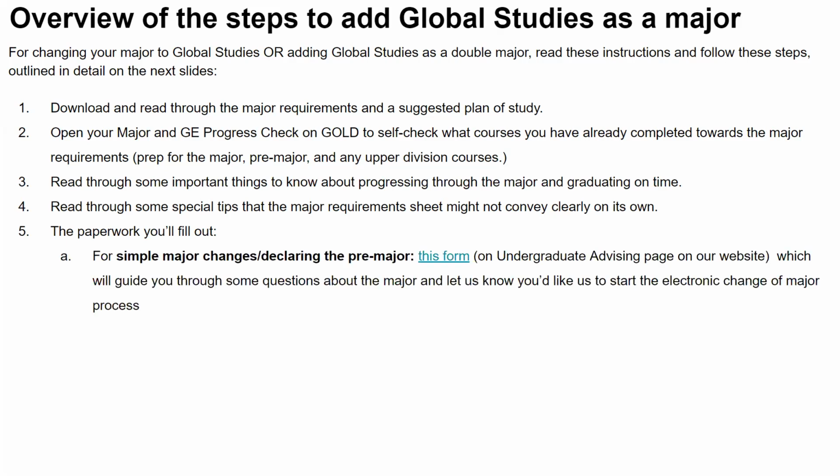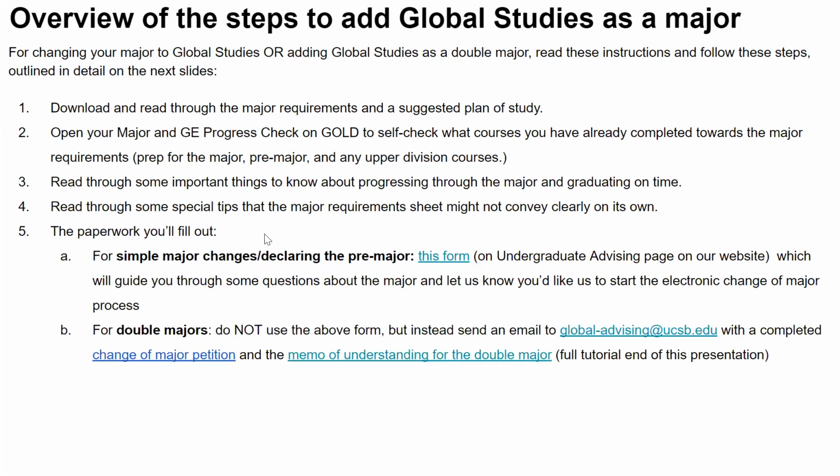If it's a simple major change, if you're just changing from one major to pre-global studies, declaring the pre-major, there's a form that is linked right here. You'll see it with the underline, but you can also find it on the undergraduate advising page on our website. And this will guide you through some very similar questions to what we're going to show you in this presentation about the major, that will let you reflect on your status and how many classes you have taken that might fulfill the pre-major or early major requirements, how many you still have left. And then you filling out this form is actually the thing that signals to us that you would like us to start the electronic change of major process with you.